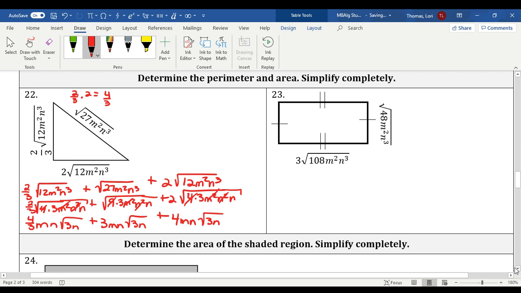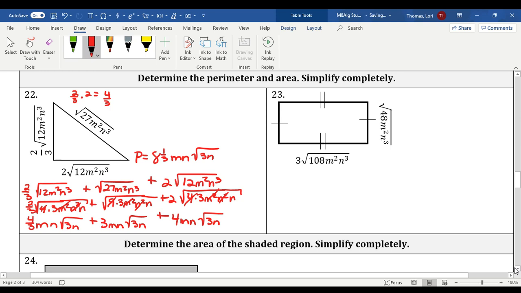So we have 4 and 3 is 7, and 7 and this is really 1 and 1/3, that's 8. So perimeter equals 8 and a third mn radical 3n. So let's go with that to make sure. So this is really 1 and 1/3. So I have 1 plus 3 is 4, plus 4 is 8, and then I had that third.